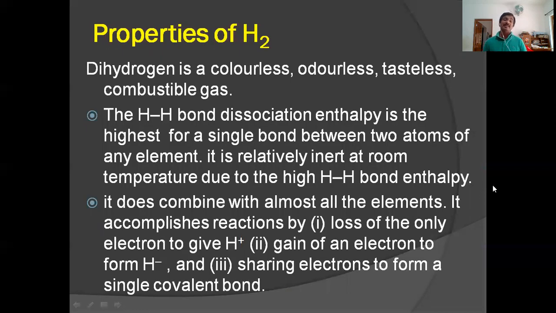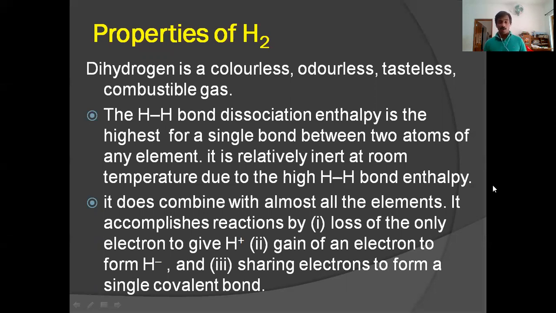Properties of hydrogen. Dihydrogen is a colorless, odorless, tasteless, highly combustible gas, H2. H2 is flammable, it will burn in oxygen. The hydrogen-hydrogen bond dissociation enthalpy is the highest for a single bond between two atoms of any element. So it is relatively inert at room temperature due to this high bond enthalpy. So for the reaction of hydrogen, high temperature is needed. It does combine with almost all the elements.